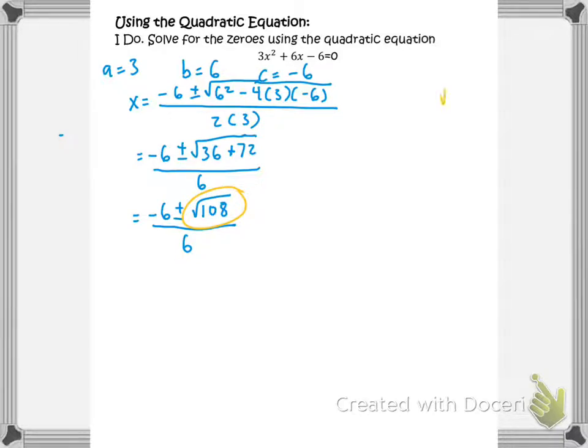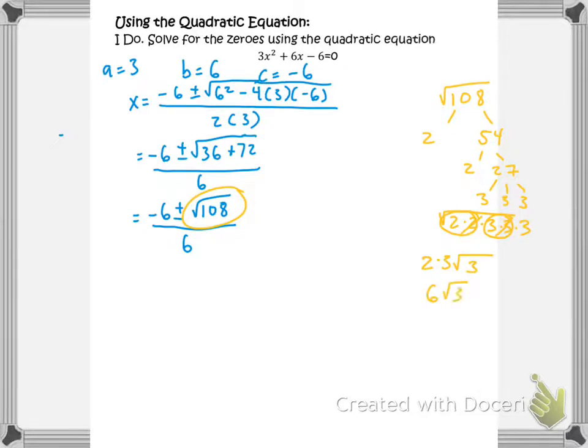So now we throw it back to when we were simplifying radicals, 108. 108 is the square root of, let's do 2 and 54. 54 is 2 and 27. 27 is 3 times 3 times 3. Square root of 108 is 2 times 2 times 3 times 3 times 3. Bring out your groups of 2's. So I have a 2 outside, a 3 outside, and a 3 on the inside. This dies, this dies. So I have 6 radical 3. So the square root of 108 is 6 radical 3.